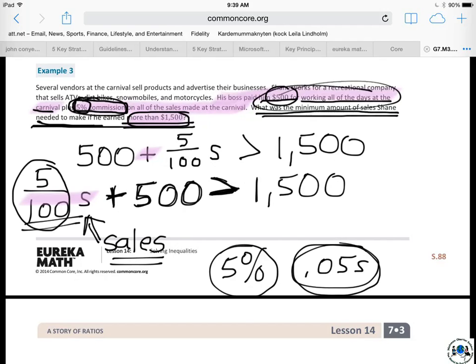So our inequality is not greater than or equal to, because it doesn't say he needed to make at least $1,500. If it said at least, we could have used greater than or equal to, but it's more than, so therefore we use the greater than inequality symbol. All right, so here's the inequality, and if you don't have it written like this, go ahead and write it like this, and then go ahead and solve, and come on back.